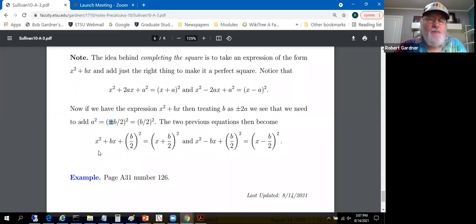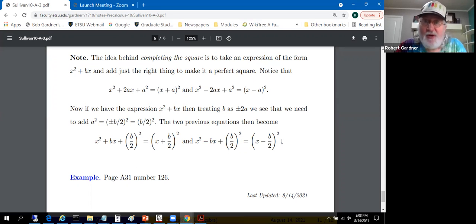So what we'll do is take an expression of the form x squared plus bx and add just the right thing. The right thing to add is b over 2 squared. This then factors as x plus b over 2 squared. Multiply it out, you'll see it happen. If we take x squared minus bx and add just the right thing, it's the same thing, b over 2 squared. You'll get a perfect square as well.